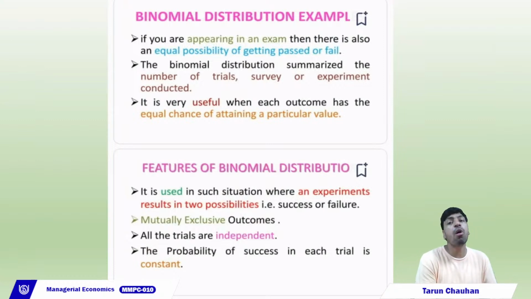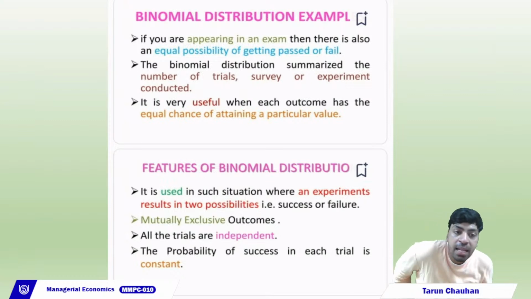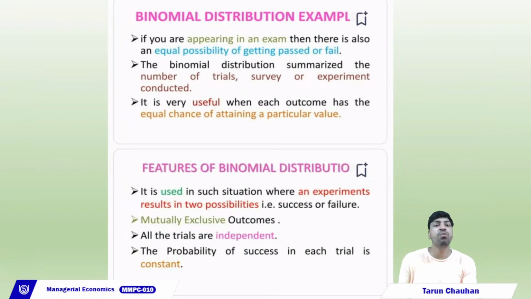These are the theoretical examples of binomial distribution. If you are appearing in an exam, there are two possible outcomes, either you pass or fail. If we talk about the number of trials, like a survey or experiment to be conducted, this distribution is very useful. It is also very useful when each outcome has an equal chance of attaining a particular value. So binomial is the best method of probability distribution when two possible outcomes are there.